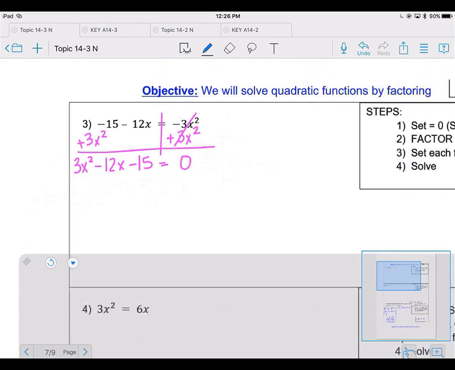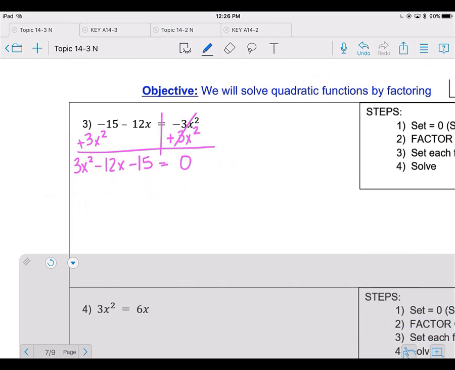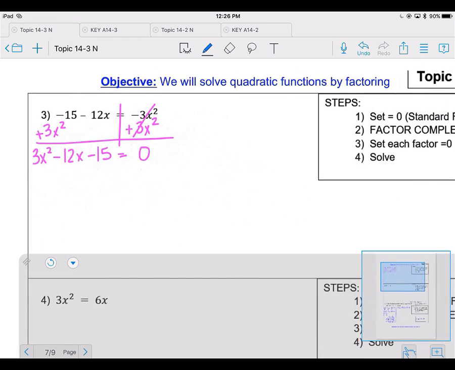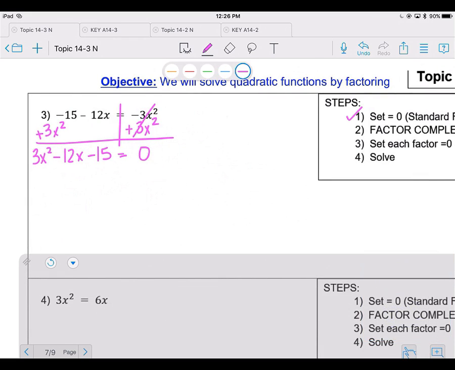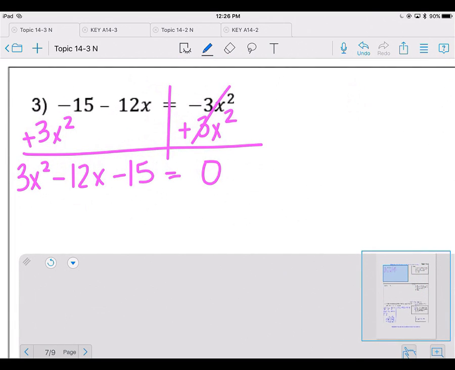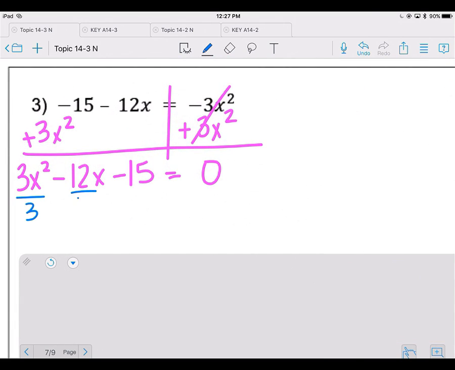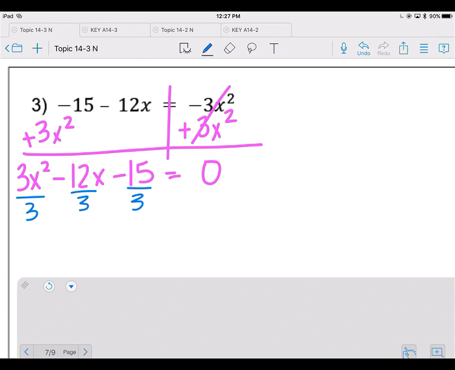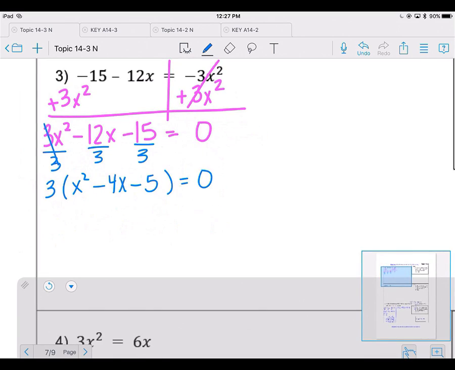Remember that we want to write it in standard form, so x squared, x, number, in order to make sure that we solve our problem correctly. So we have now set this equal to 0. Our next step is to factor completely. The first thing I notice is that there's a GCF here, so I can take a 3 out of all of my terms. Remember, when you take it out, you divide, so 3 divided by 3 cancels. Negative 12 divided by 3 is negative 4. Negative 15 divided by 3 is negative 5.